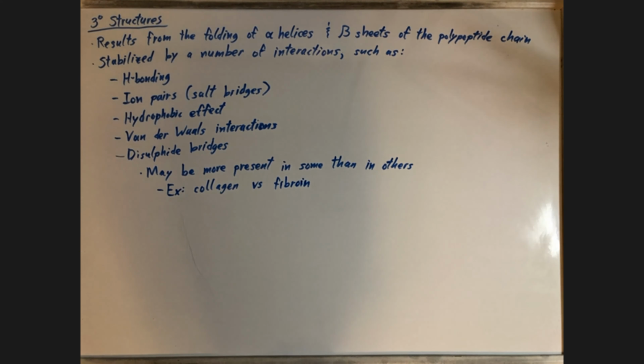Then we have quaternary structures. Quaternary structures result from multiple polypeptide chains, that is, multiple tertiary structures coming together. The polypeptide chains, called subunits, are held together by hydrogen bonds, ionic interactions, and hydrophobic interactions.